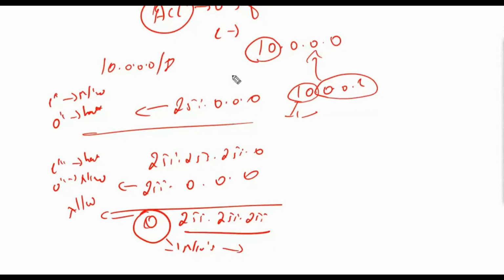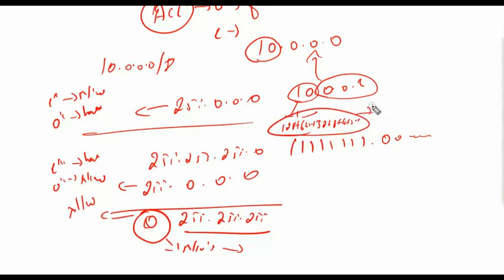But when it is 1, we have to check all these things. For example, 1, 2, 3, 4, 5, 6, 7, 8. If you want to calculate all this, it is 2 power 7: 128 plus 64 plus 32 plus 16 plus 8 plus 4 plus 2 plus 1. So it will take some time to calculate all those things, right?